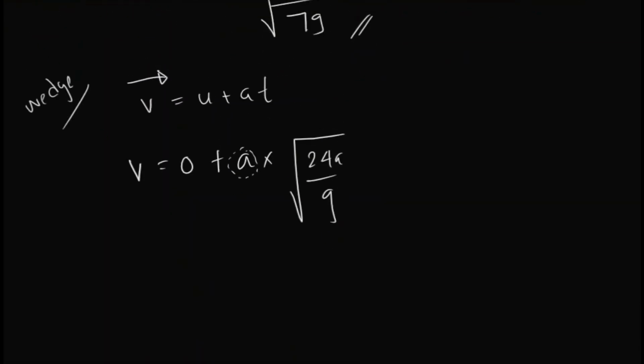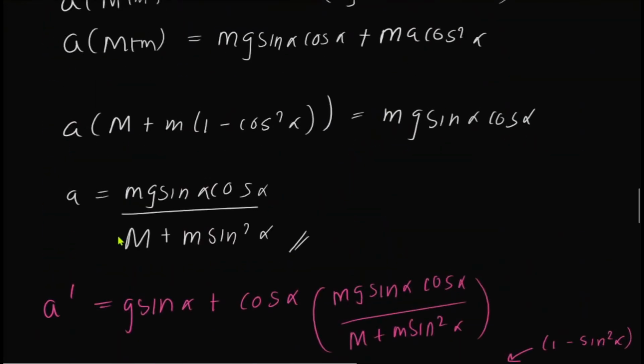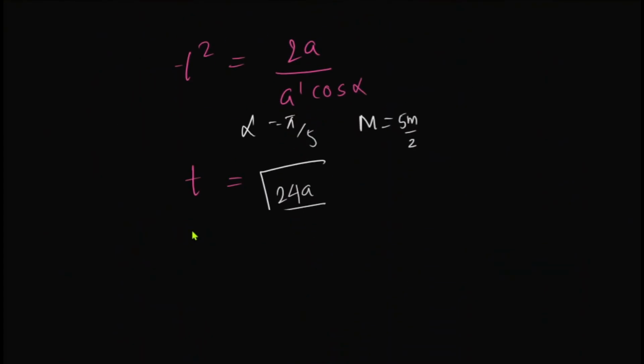Here we have found the acceleration of the wedge. In each of these places you need to apply pi over 4, and for capital M you need to apply 5m over 2. With pi over 4, you will get a simplified answer such that this is going to be g over 6.